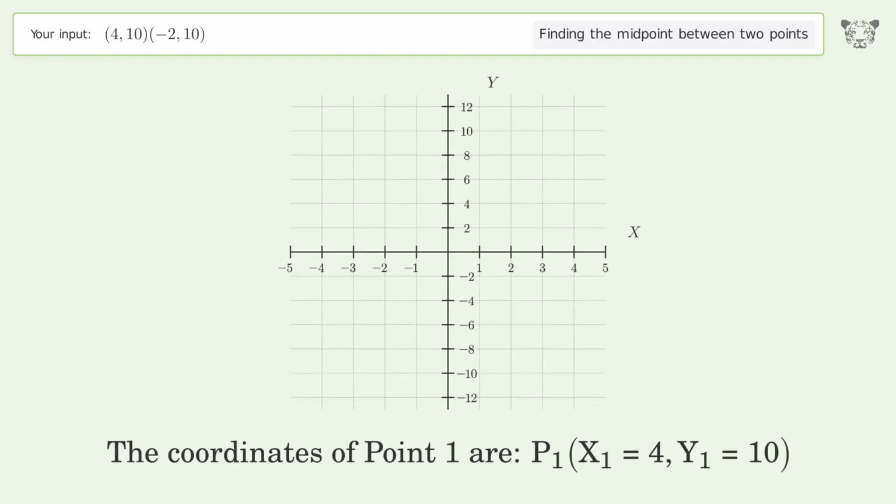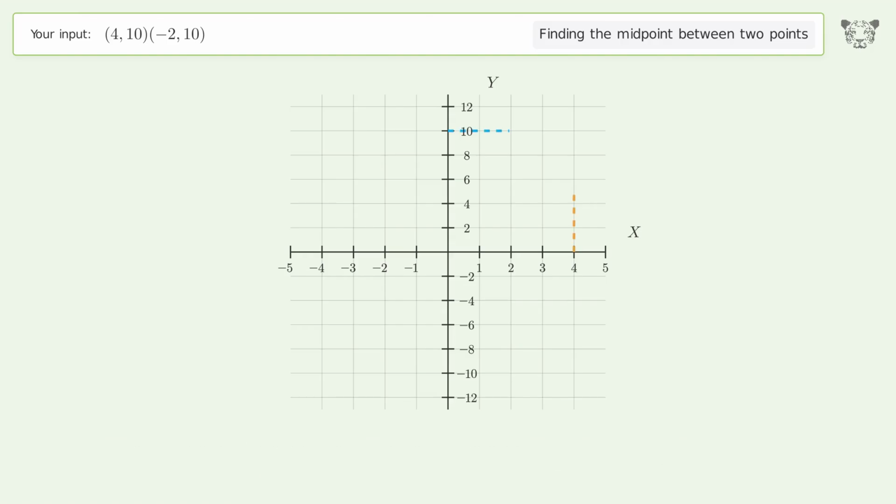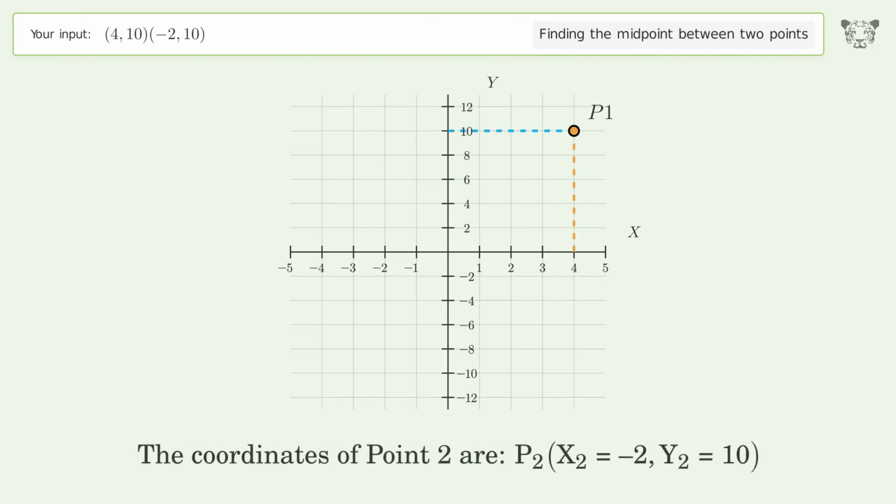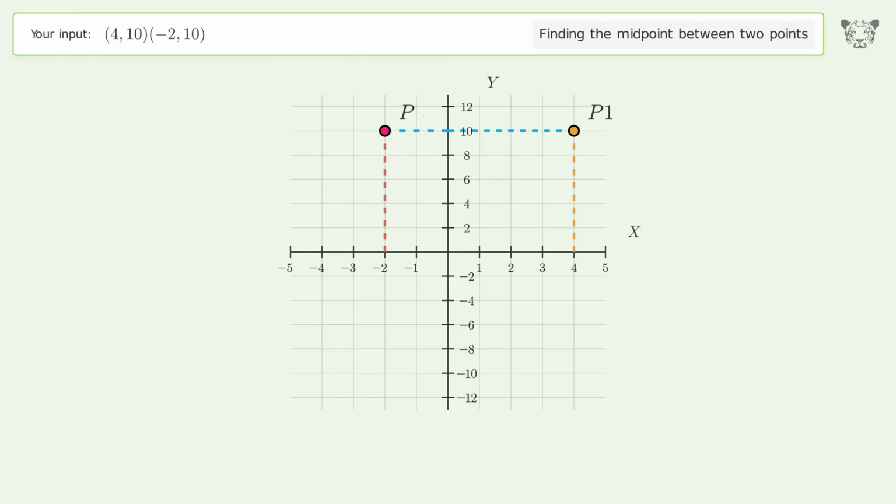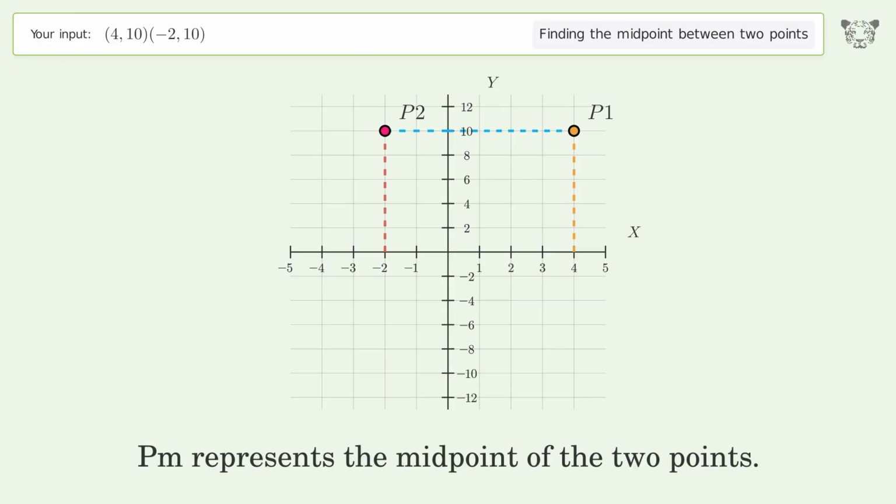The coordinates of point 1 are x1 equals 4, y1 equals 10. The coordinates of point 2 are x2 equals -2, y2 equals 10. PM represents the midpoint of the 2 points.